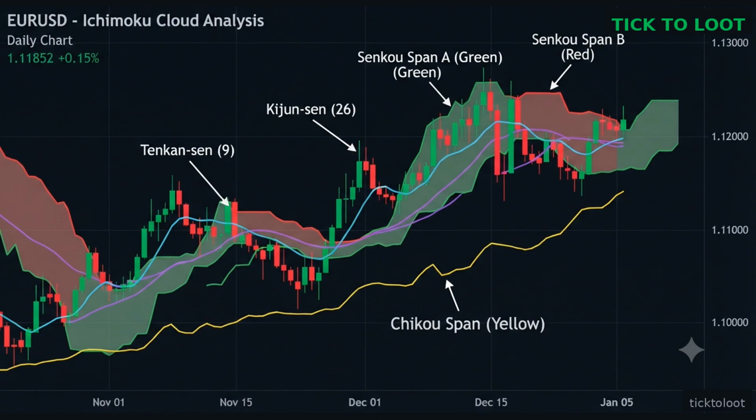The Ichimoku Cloud is made up of 5 components: Tenkan-san, Kijun-san, Senkou-span A, Senkou-span B, and Chikou-span. Each component has a specific purpose, and together they provide a comprehensive view of the market. The Tenkan-san and Kijun-san are similar to moving averages, but with a few key differences. The Senkou-span A and B form the cloud, which is a key component of the Ichimoku Cloud. The Chikou-span is used to confirm the trend direction.